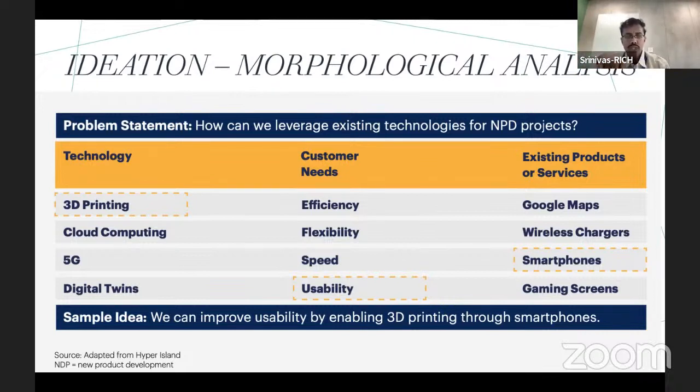Now, what you do is you just randomly map these and say, okay, I will use 3D printing, smartphones to improve the usability and do 3D printing. So now probably there's no product today that offers this kind of service using these technologies, but you have just now framed out a problem statement. Similarly, I could go further and ideate and say, okay, I would use wireless chargers for enhancing flexibility in 5G. Okay, so now I've just come up with one more problem statement. Whether it makes sense or not, we'll worry about it later on.